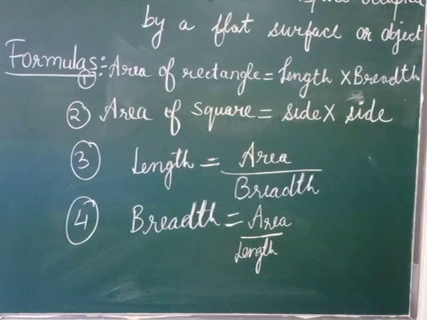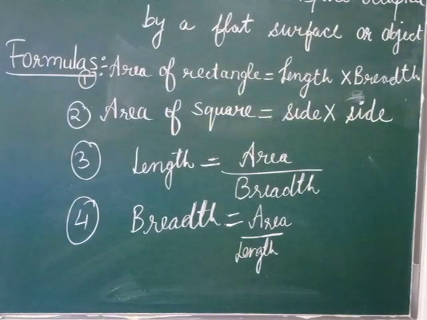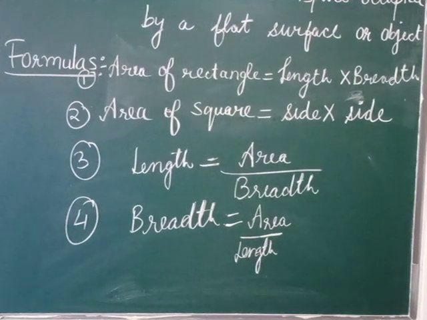Now the third formula is given for length. How can we find the length when the area and breadth are given? When in any question we are given area and breadth and we need to find length, we will apply this formula that is written on number 3. Length is equal to area divided by breadth. Similarly, if breadth is to be found and we are given area and length, it will change accordingly. That is written on number 4. Breadth is equal to area upon length.